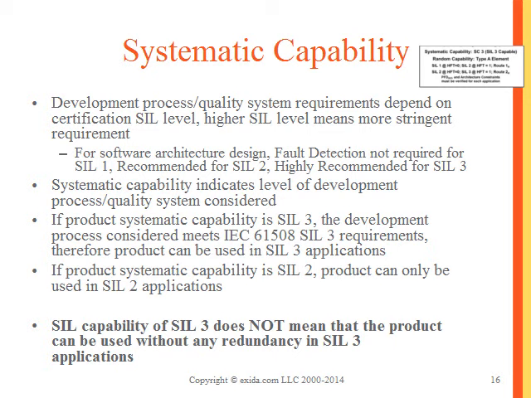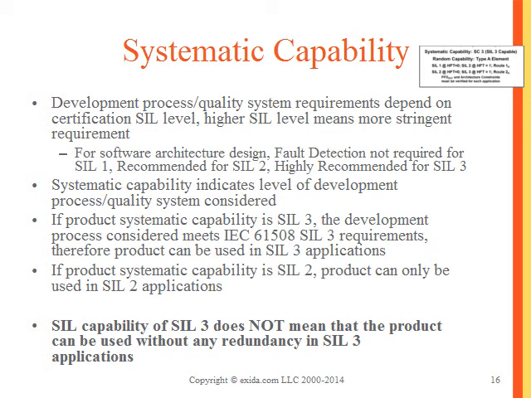So as an example, when it comes to the concept of software architecture design, for SIL 1, fault detection is not required. For SIL 2, it's recommended, and for SIL 3, it's highly recommended. In other words, if you want to achieve SIL 3, you need to implement the software architecture design fault detection concept. For SIL 1, you would not. So the higher the SIL level, the more stringent the requirements are.